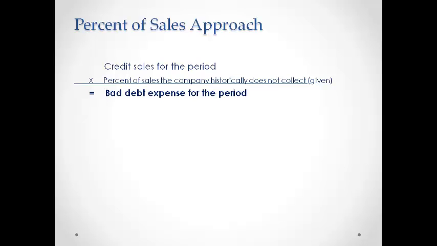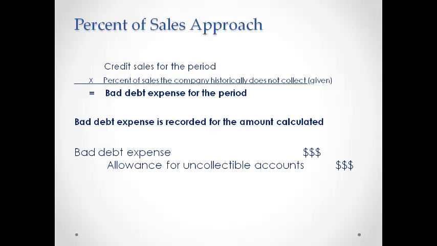The percent of sales approach computes the amount of estimated bad debt expense related to current period sales only. The computed amount is recorded as bad debt expense and an increase in the allowance account that represents amounts not expected to be collected. There is no consideration of prior period estimates.